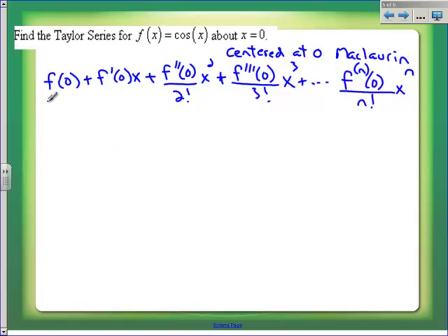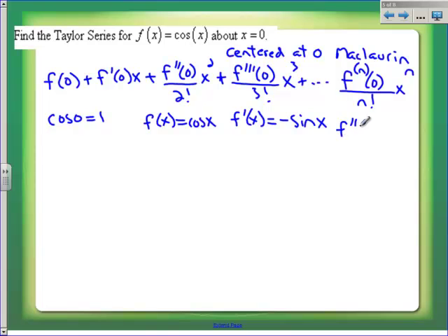Since cosine is my function, I need to find f of 0, or the cosine of 0, and that of course is 1. Now the rest of this asks me to evaluate its derivatives at 0. So since f of x is cosine x, let's find some derivatives. f prime is negative sine. f double prime is negative cosine. And the third derivative, triple prime, would be positive sine.